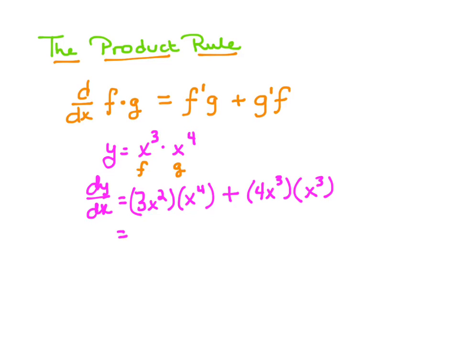So now I'm going to multiply these terms together. 3x squared times x to the fourth would be 3x to the sixth, plus 4x cubed times x cubed would be 4x to the sixth. And if I add those together, I get 7x to the sixth, which is what we already knew the derivative should be. Let's look at another example.